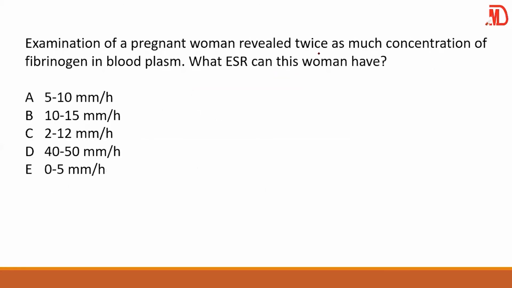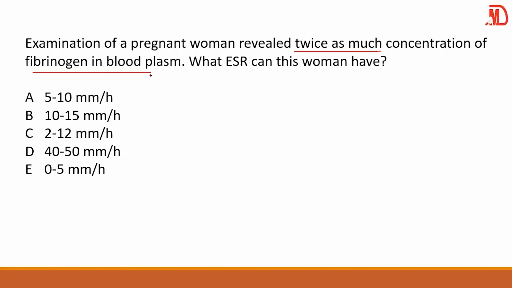Examination of a pregnant woman revealed twice the concentration of fibrinogen in the blood plasma. What ESR can this woman have? Again, I've already explained what erythrocyte sedimentation is. It is the rate at which red blood cells will sediment in a period of 1 hour.